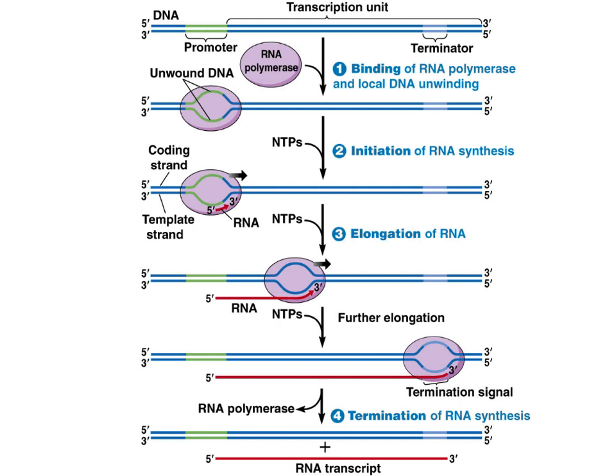So transcription starts at the promoter and ends at the terminator. We're going to learn in translation about start and stop codons, and I already showed you those in the codon table. So remember that promoter and terminator sites are for transcription, start and stop codons are for translation. Okay, don't confuse the two.